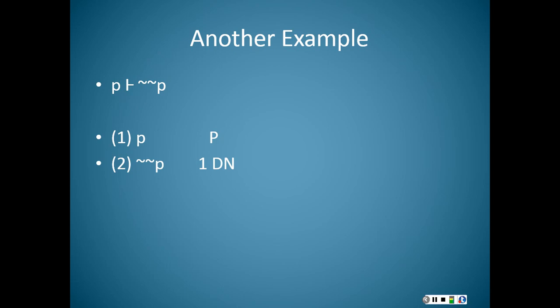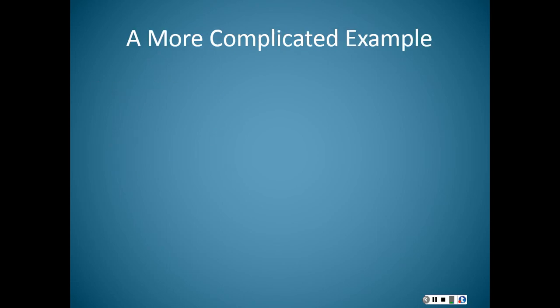Let's look at a slightly more complicated example. So here is our sequent. If P, then not Q; Q; therefore not P. It turns out that this sequent is valid, and we can prove that it is valid with the rules that we have so far. So we'll start by writing down our premises. If P, then not Q, and Q, those are our premises.